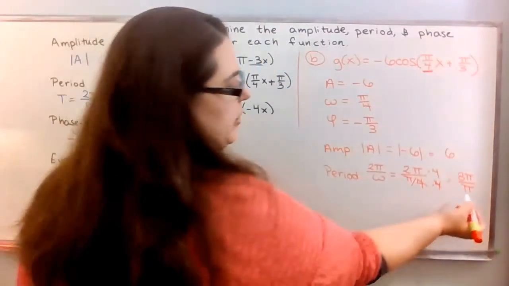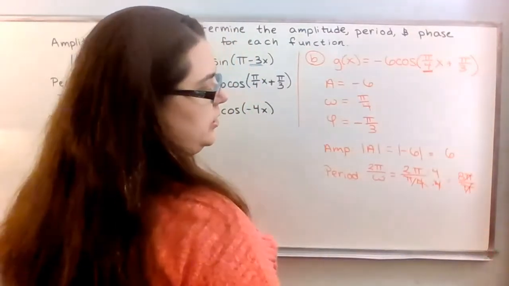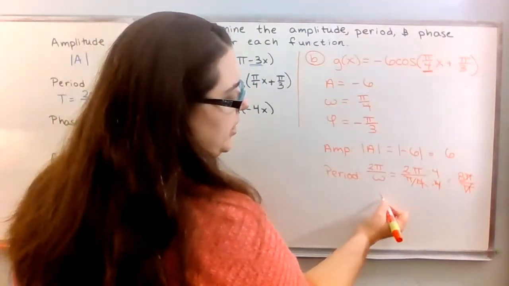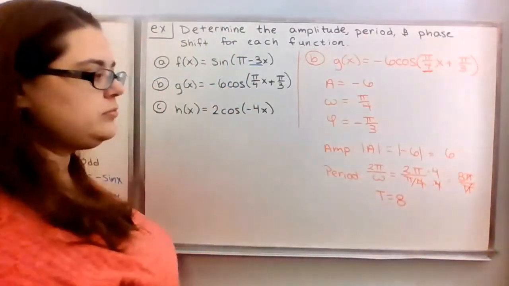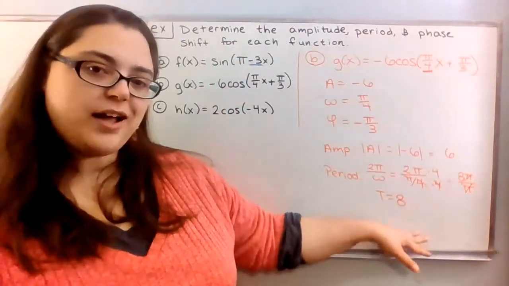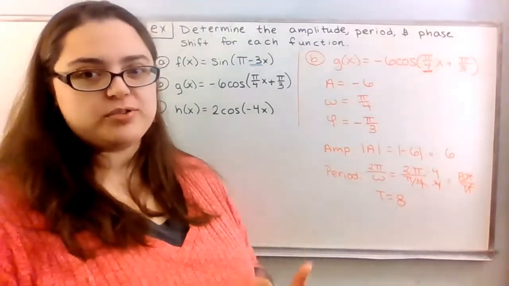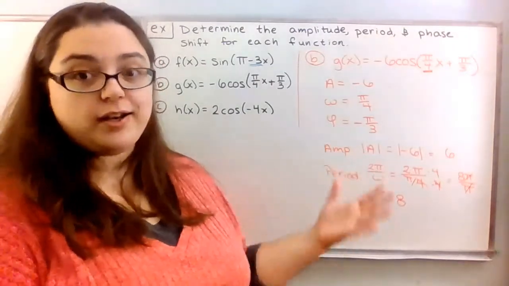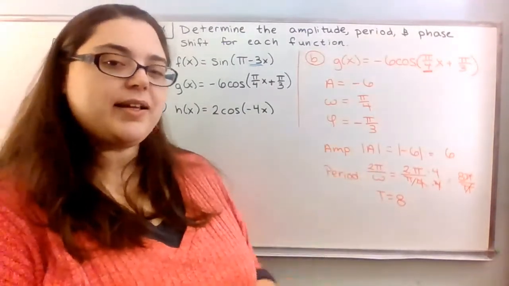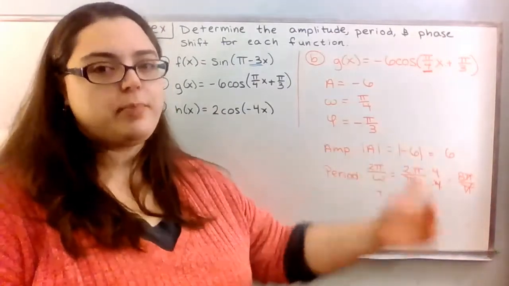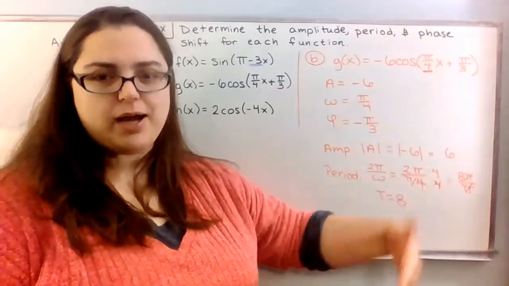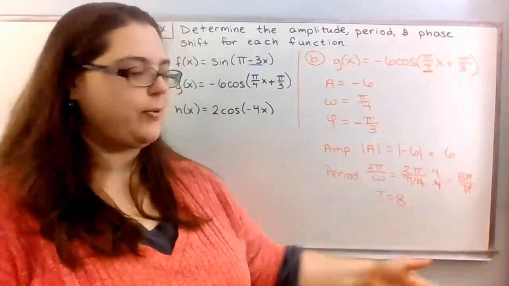Oh, and then our pi's cancel out. So for the period, we just end up getting that T is equal to 8. Now this is kind of strange because remember when we go to graph sine or cosine or any of our trig functions, we typically index that horizontal axis in terms of pi, right? We count out pi halves, pi, 3 pi halves, 2 pi, and so on.